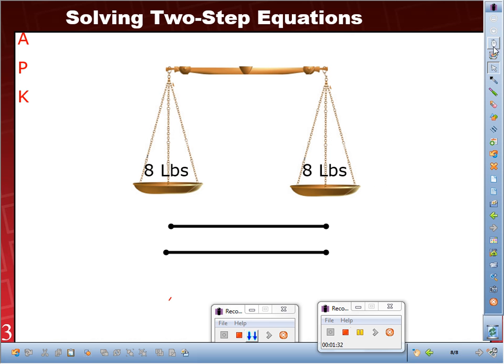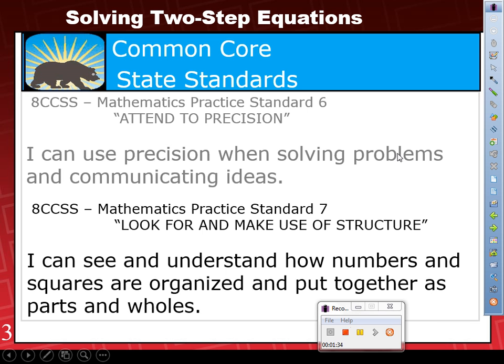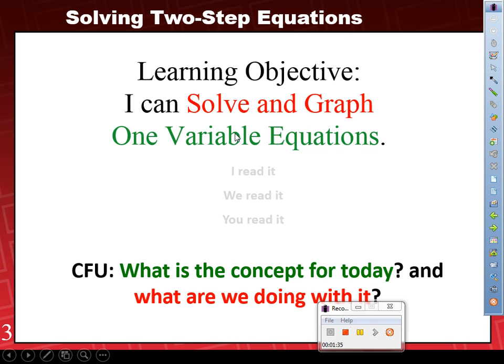So with that said, our objective for today: I can solve and graph one variable equations. Read it together. I can solve and graph one variable equations. Read it again. All right. Copy that, please.